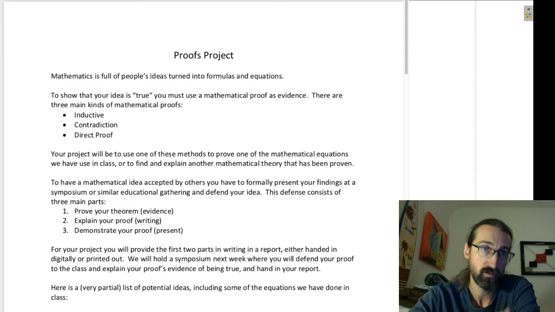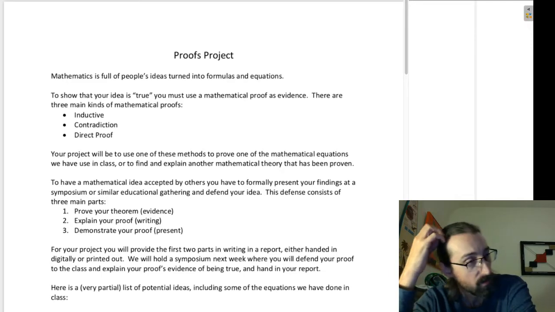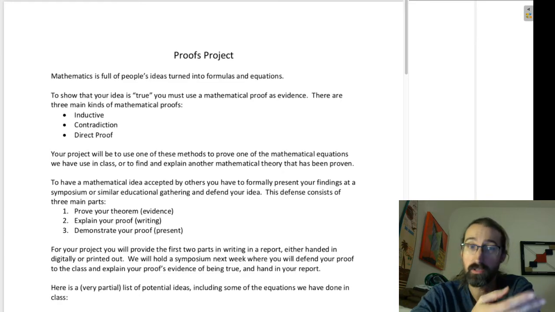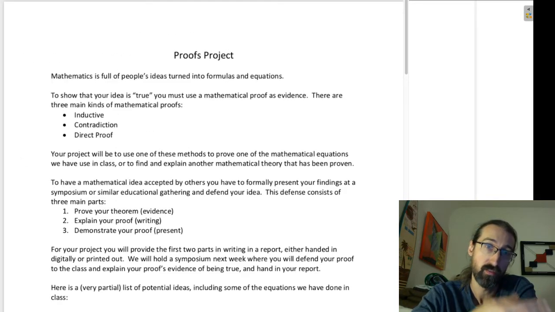I had a lot of good examples last year of people doing things like proving different sizes of infinity, or proving the quadratic formula, or proving just lots of very interesting things. So I'm going to post some of those examples so you can see what kind of things I'm looking for. But to have a mathematical idea accepted by others, you have to formally present your findings in a symposium or other educational gathering and defend your idea. So this is the goal, right? You do your proof, and then you demonstrate it to everybody else.